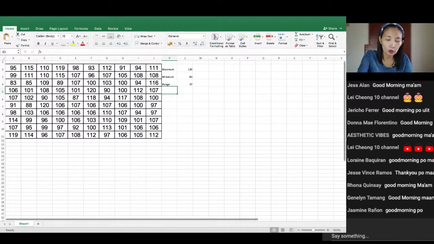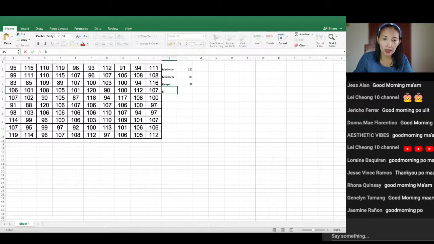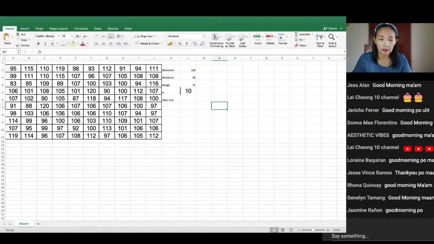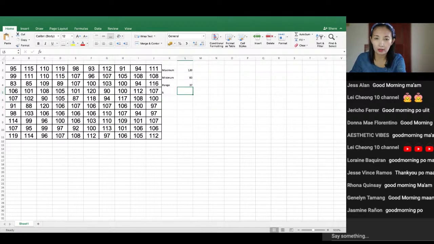So now we are ready to compute for the class width. But let me just write K, which is the number of classes, is 10. Okay, the number of classes is 10. So I is the class size or the class width.